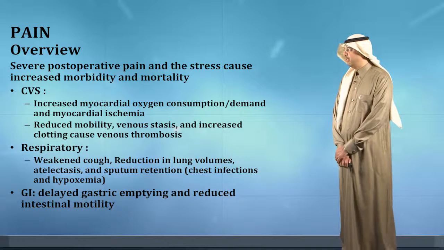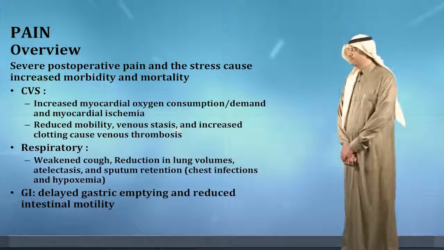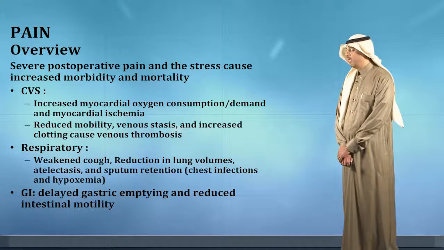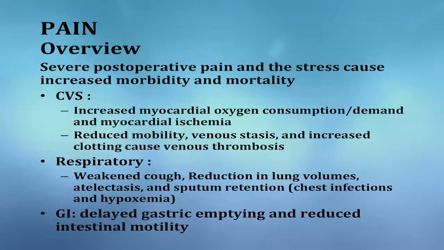Severe post-operative pain and the stress cause an increased morbidity and mortality. The origin of this can be related to the cardiovascular system, respiratory system, or gastrointestinal system. If the pain persists, there will be an increased myocardial oxygen consumption and demand, and this might lead to myocardial ischemia. This also will lead to reduced mobility, venous stasis, and increased clotting, which might lead to venous thrombosis. What about respiratory factors?